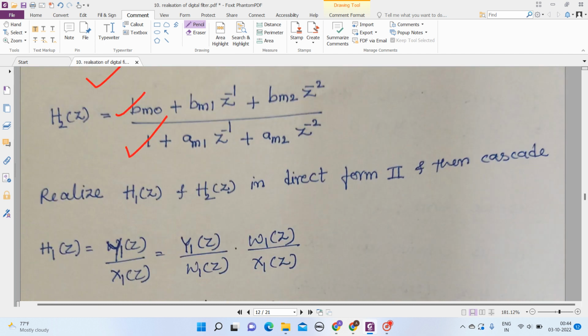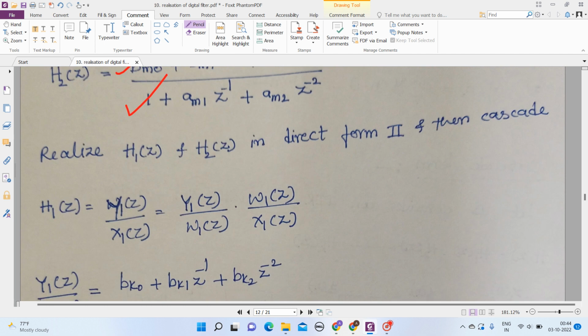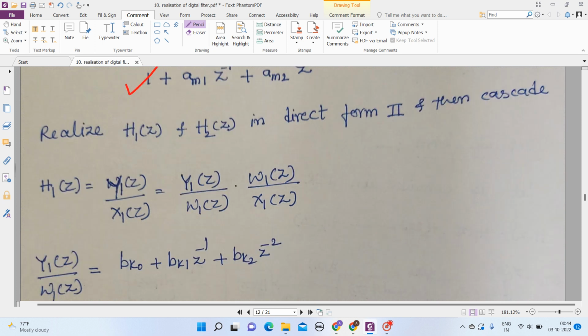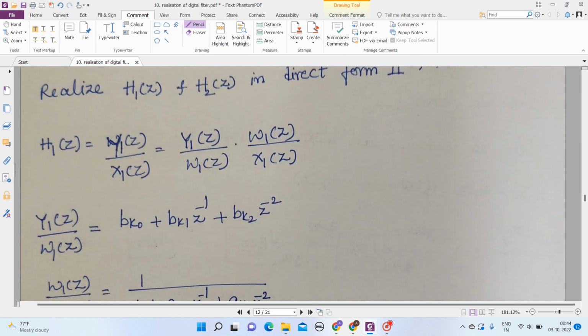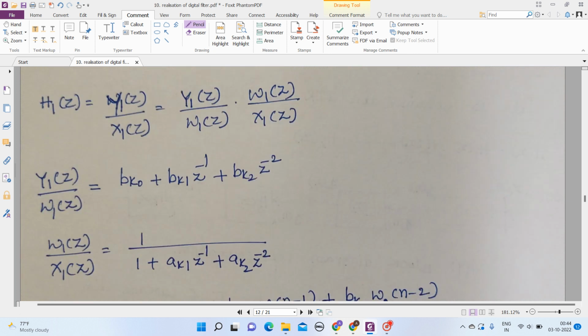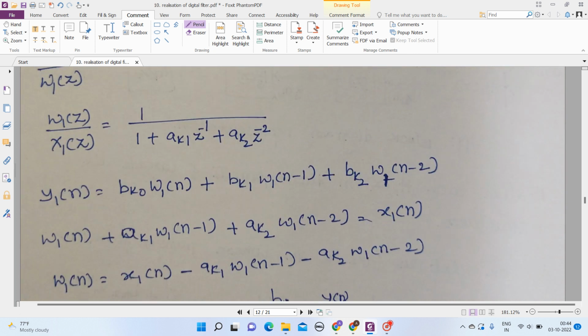Okay, so you have to apply this concept, the procedure of direct form 2 structure. You have to multiply and divide by W1 of z in the numerator and denominator. I am not going to explain these things in detail, I will just use the shortcut to draw the structure, right?